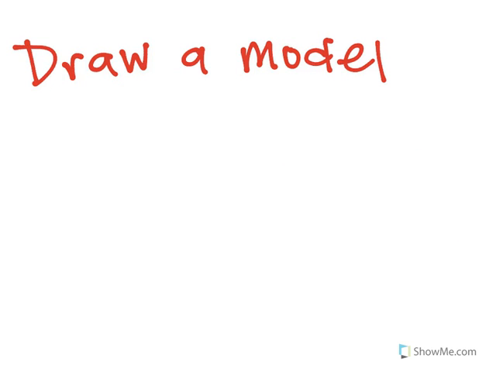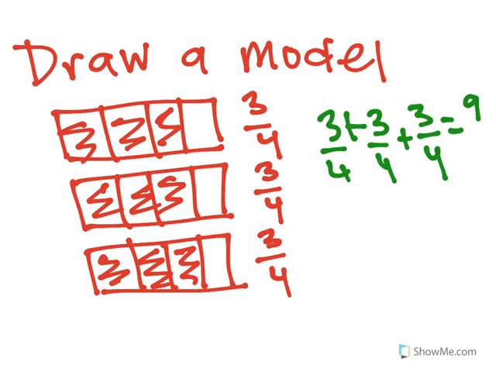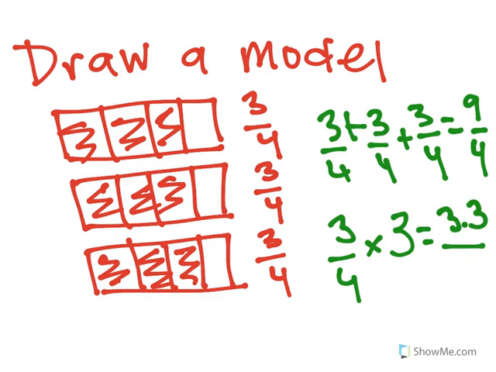Sometimes we need to draw a model to make sense of a problem. So 3/4 plus 3/4 plus 3/4 equals 9/4, or 3/4 times 3 equals 3 times 3 over 4, or 9/4. You should be able to represent your problem pictorially as well.